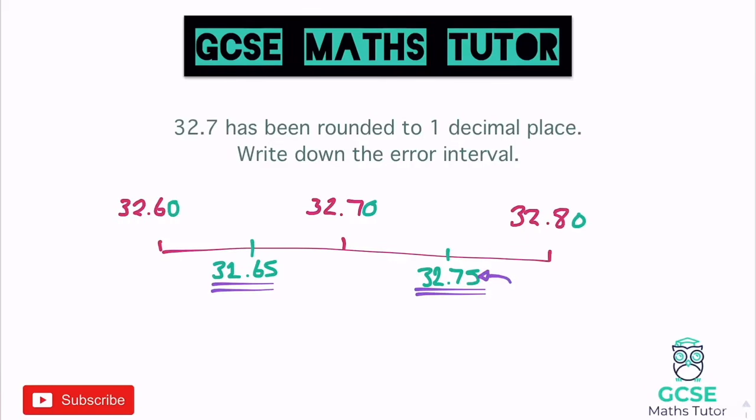So when we write our error interval, it's going to be these two numbers here. This one here is called our lower bound, and the upper one there is called our upper bound. Okay, but when we put this into our error interval, we're going to incorporate the fact that it couldn't actually be equal to that upper bound there.